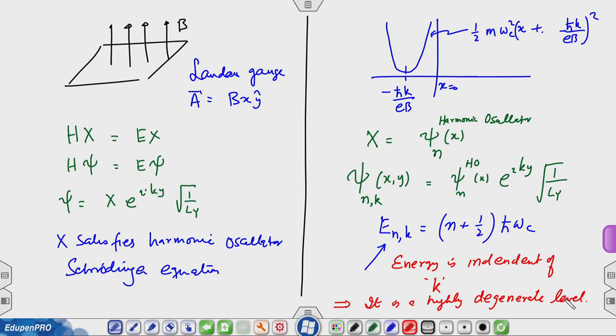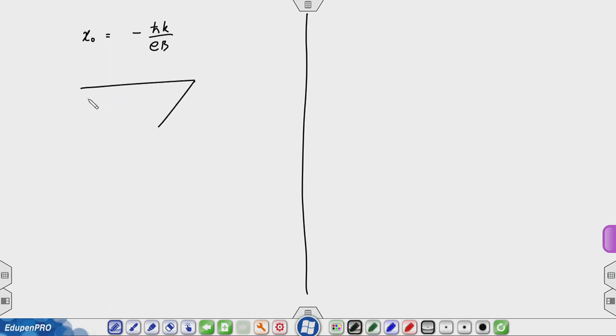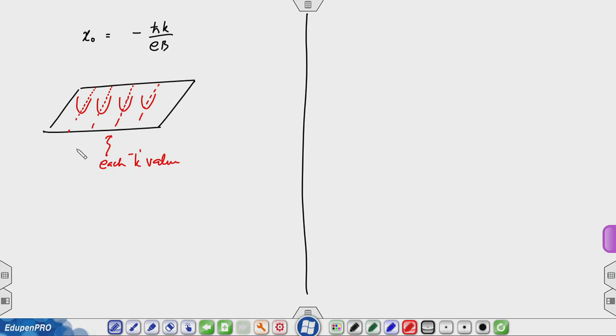Let us see how that comes about. That is why I kept making this picture of the harmonic oscillator: the x naught by which this potential shifts is minus h cross k over e B. So, your potential in this strip of metal is centered about here, centered about here, depending on different k's. You may have a potential like this, and like this, for each k value. And all these have the same energy, E n. So, whatever the number of k values is, that is going to be the degeneracy.